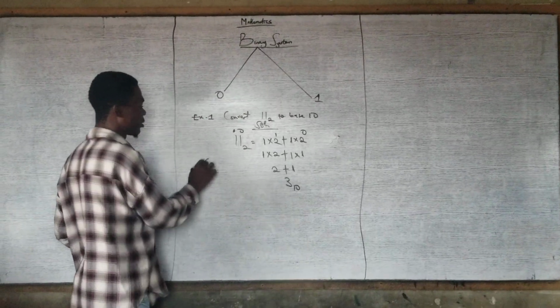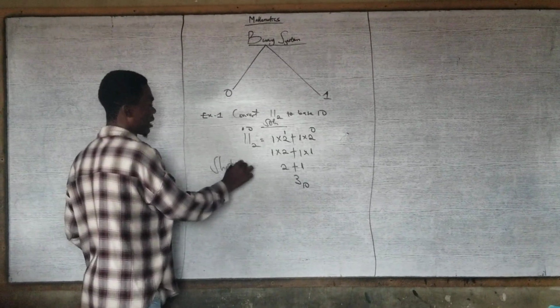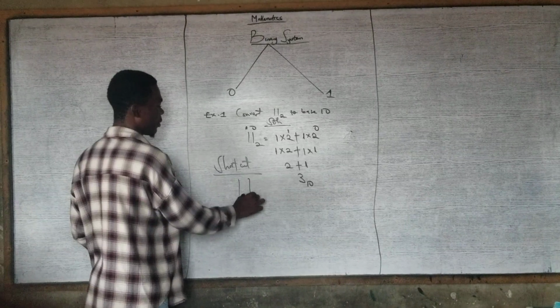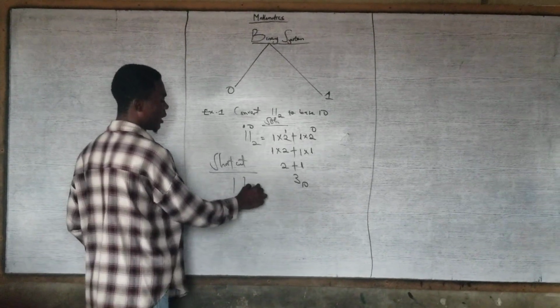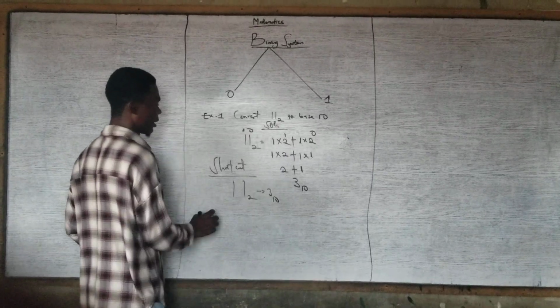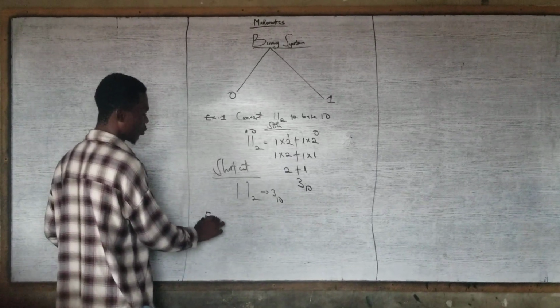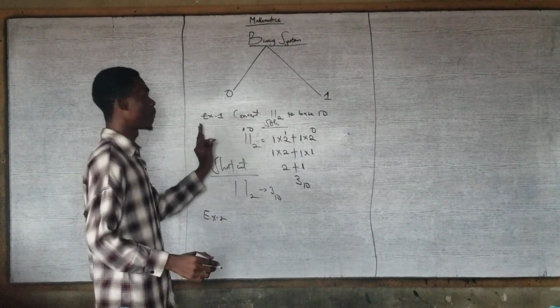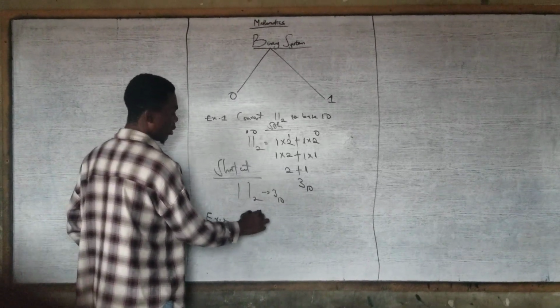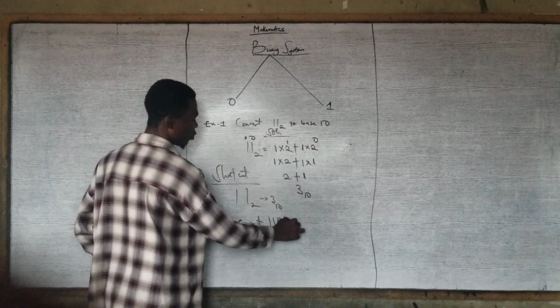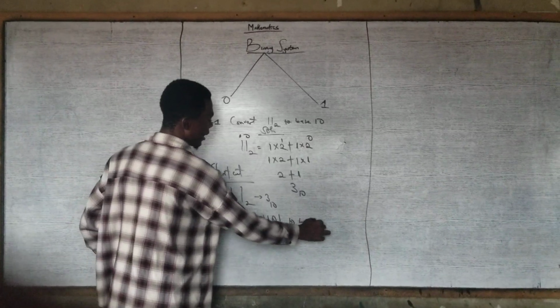I taught us the shortcut in our last class. If we have 11 base 2, we do 1 multiplied by 2, that's 2. 2 plus 1 will be 3 base 10. Now let us go into example 2. I hope we all understand example 1. So example 2: convert 1101 base 2 to base 10.